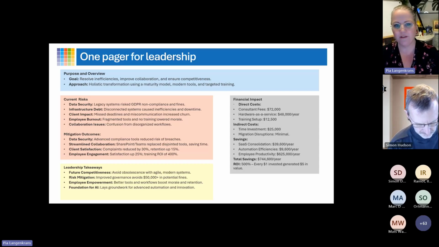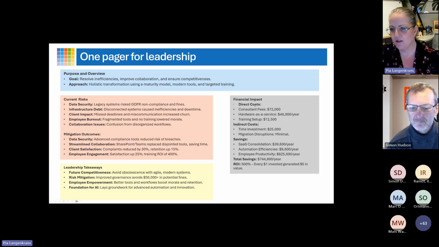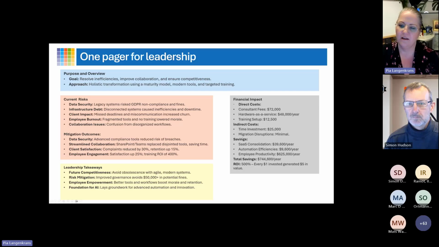Managers are a different breed. Especially the higher up they are, they're thinking in big strokes. And also looking at costs, we have direct costs, actually money out the door, and we have indirect costs, that is time investments, and what kind of savings we make, and then here we come to the ROI.